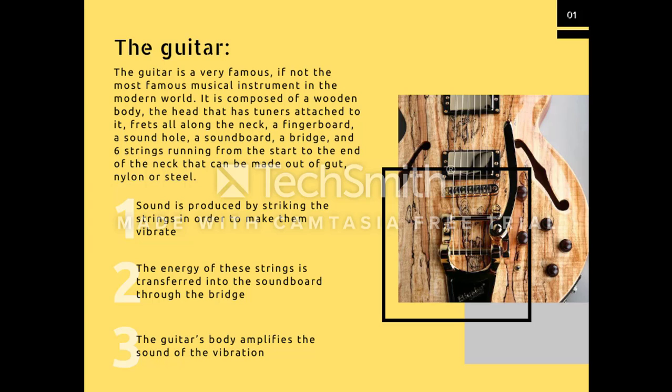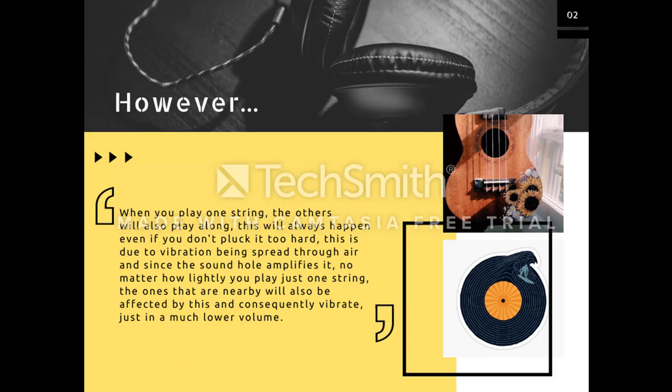It works in this way. First, sound is produced by striking the strings in order to make them vibrate. Then the energy of these strings is transferred into the soundboard through the bridge. And finally, the guitar's body amplifies the sound of the vibration.